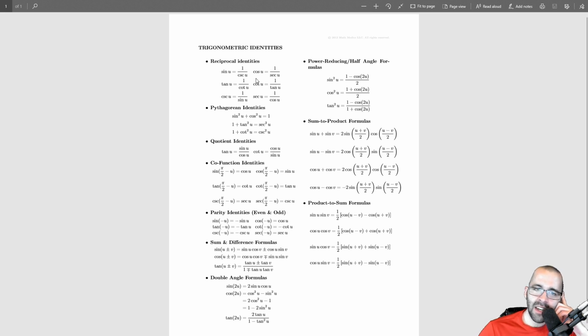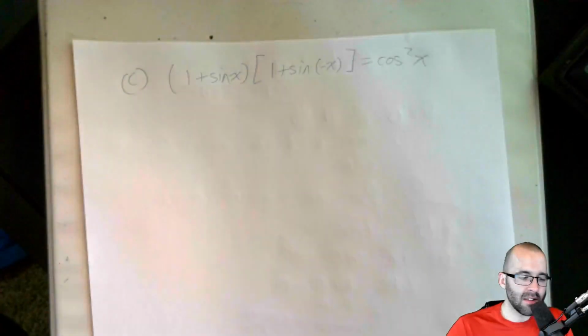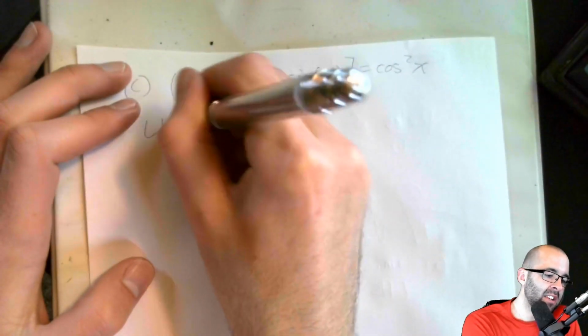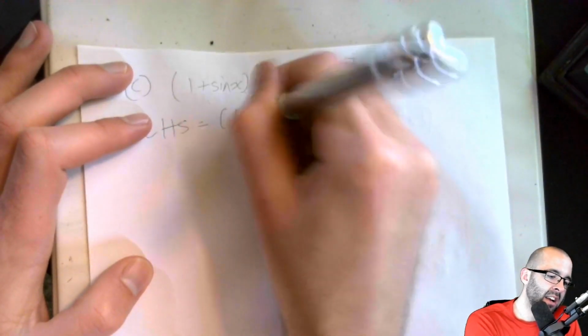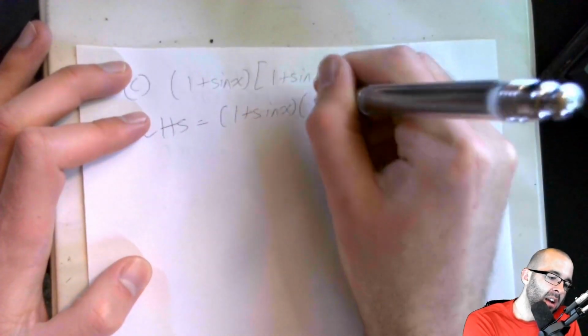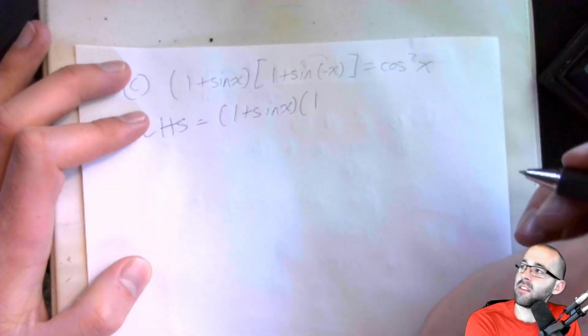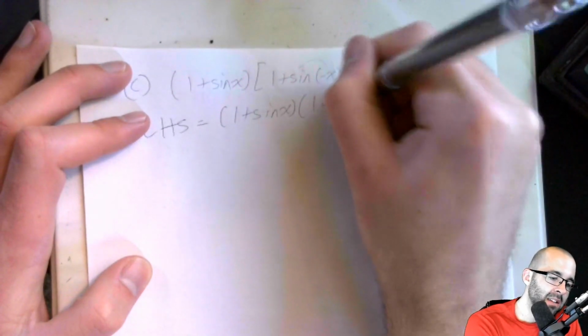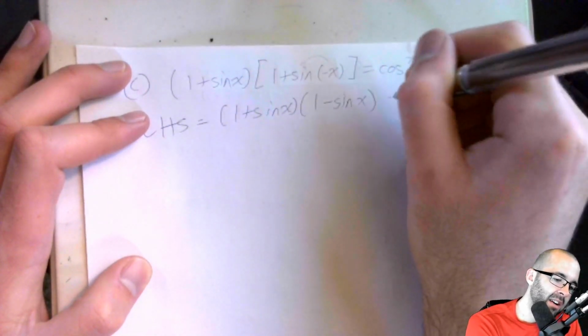Reciprocal identities, no negatives on the inside. Kind of, there's a minus sign here, but we just have a negative. There's no minus sign. Oh, yes, right here. Parity identities. Sine is odd. Sine's an odd function, so the negative can come out in front. Let's use that. All right, so the left-hand side is going to be 1 plus sine x. We'll leave that as it is. And this negative is going to come out in front and have 1 minus sine x right here.